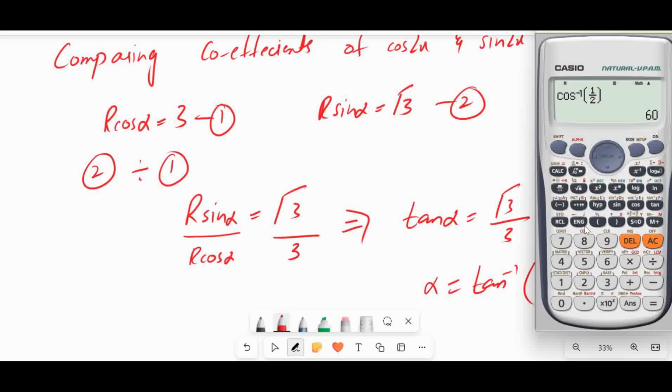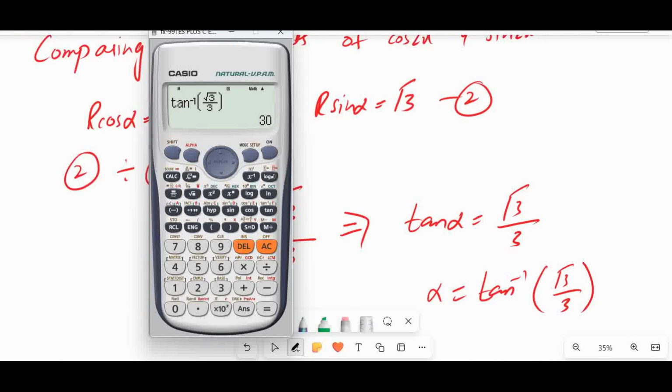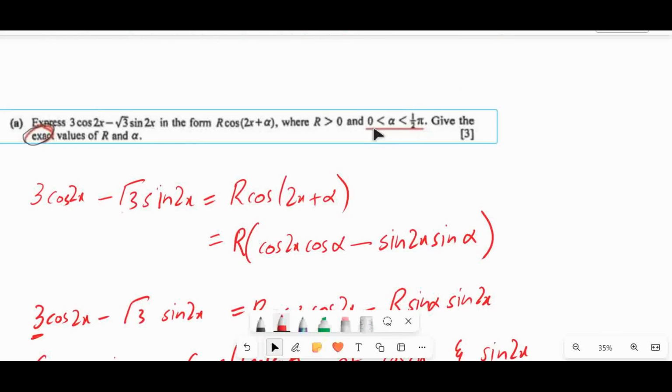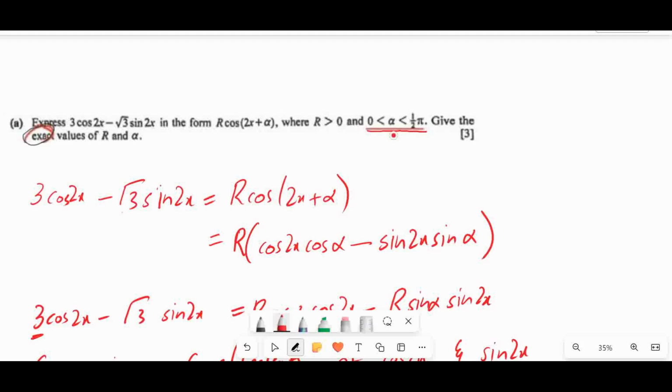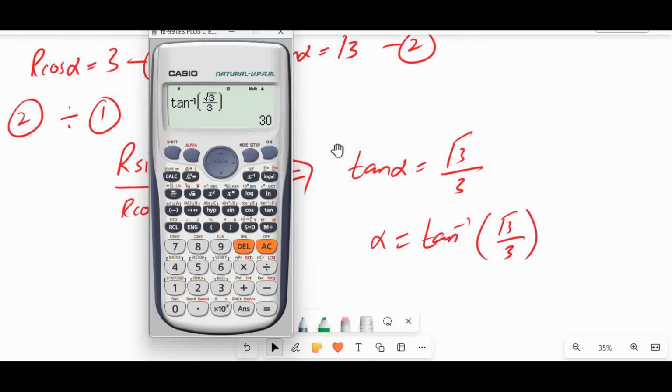Now just use the calculator: shift tan inverse of square root of 3 by 3, bracket close. This will be equal to 30 degrees. But we have to check one more thing, whether the calculator must be in degree mode or radian mode. Let me check this from the question. Okay, it is given that the calculator must be in radian mode, so we need to simplify it again. Let me convert it into radian mode. Now tan inverse of this will be equal to pi by 6.